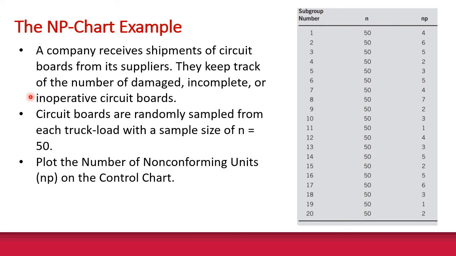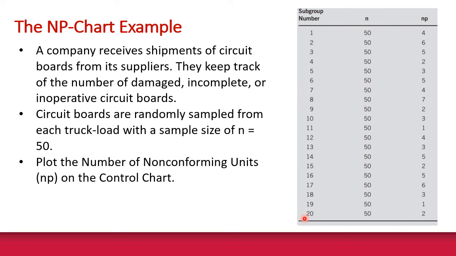A company receives shipments of circuit boards from its suppliers. They keep track of the number of damaged, incomplete, or inoperative circuit boards. These circuit boards are randomly selected from each truckload with a sample size of n equals 50. Plot the number of non-conforming units on the control chart.